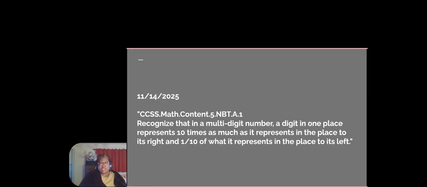Okay, so for today we have recognize that in a multi-digit number, a digit in one place represents 10 times as much as it represents in the place to the right, and 1/10 of what it represents in the place to its left. So let's look at an example of this.